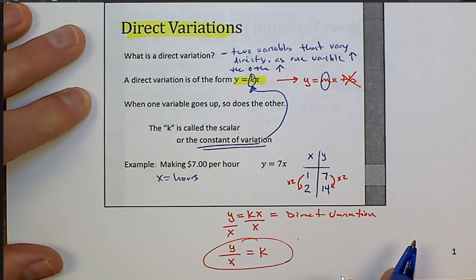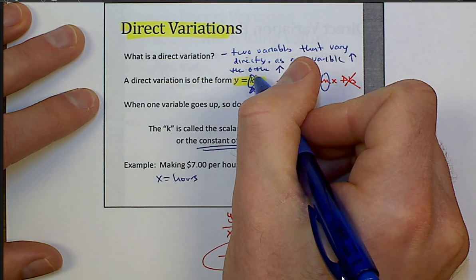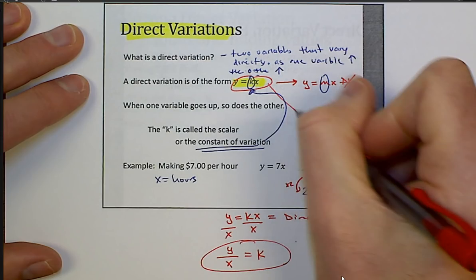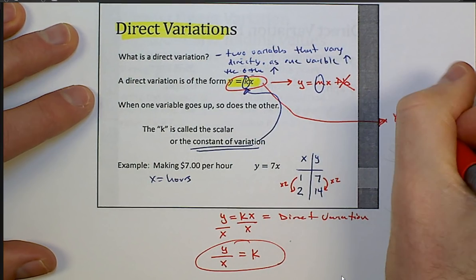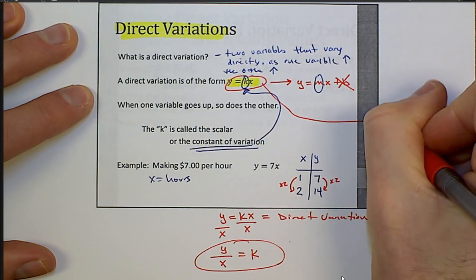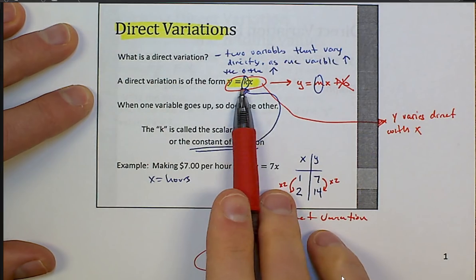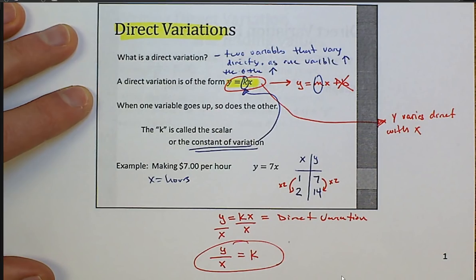In terms of a literal translation, I know I'm kind of all over the place here, I'm going to find some space. You would read this out loud as y varies directly with x. That's how you read this. Y varies directly with x. You don't say anything about the k value when you read this. This is direct variation.